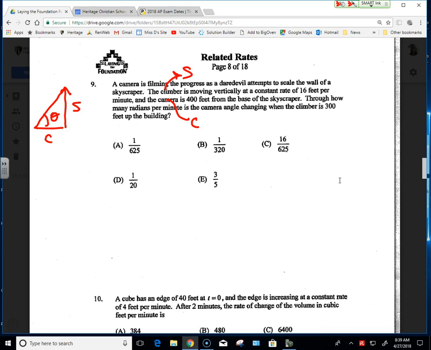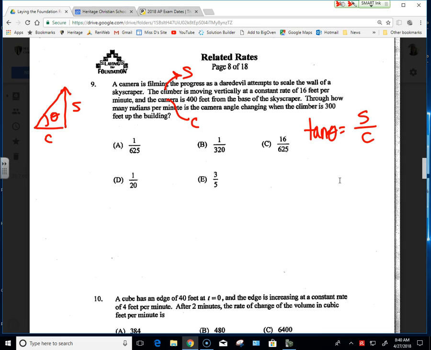Let's talk about the angle, right? What equation relates a right triangle, an opposite, an adjacent, and an angle? TOA! So tangent of theta is equal to s over c. You're welcome. Comic relief. So we have TOA. SOHCAHTOA.